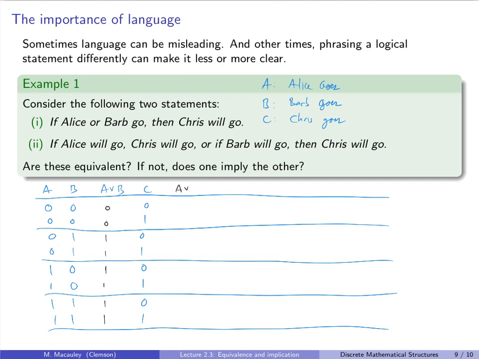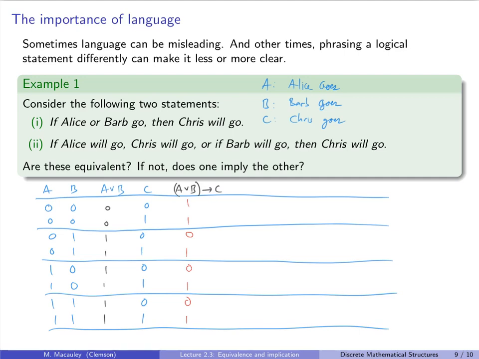So now let's do A or B implies C. Okay, so we have these two columns here. All of these will be true unless the left column is 1 and the right column is 0. So we're going to get 3 zeros, those are right here, and the rest of these are going to be 1s.